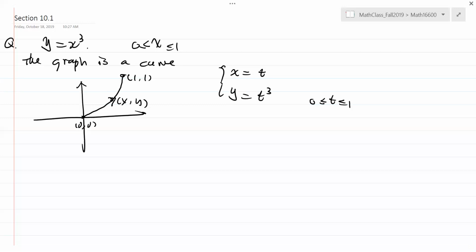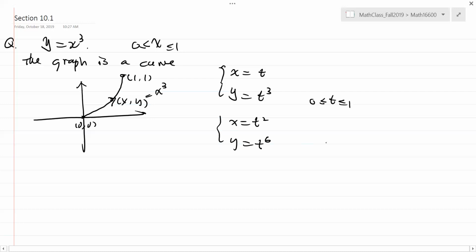Of course, we can describe this special curve using the equation, just y equals x cubed, right? So the y variable cannot be arbitrary. If x is given, then y is going to be x cubed. So our parametric equation is essentially the same as the original function, okay? But we can also change it to another way, like x equals t squared, y equals t to the power 6. And this also gives you the same orbit, okay? When t changes, the parametric equations are not unique for the same curve, okay? They are not unique.